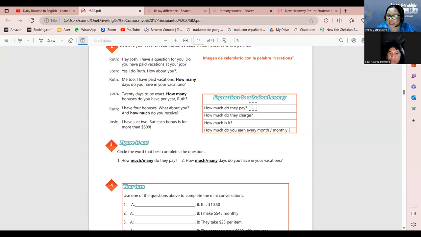Now you know how to ask about the amount of salary you're going to get, about the price of something, maybe the monthly salary or the amount that you have to pay for something, right? Maybe not the price, maybe an installment, una cuota, una mensualidad. So the price is how much is it? How much are they? If it is plural. So remember these expressions, okay?